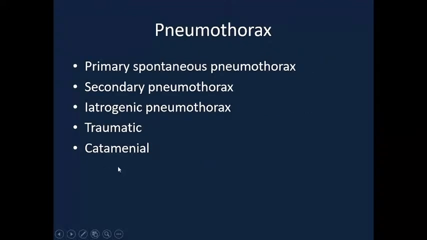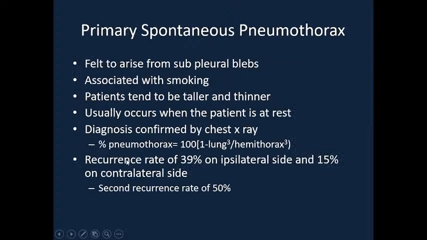Pneumothorax, this is air in the pleura. It can either be primary spontaneous or secondary due to, for example, cystic disease or a bulla in the lungs, or it can be iatrogenic, traumatic, or related to the menstrual cycle. That's what is referred to as catamenial pneumothorax.